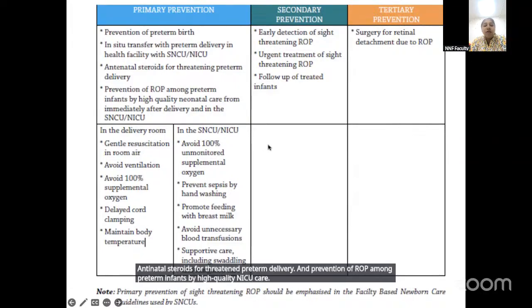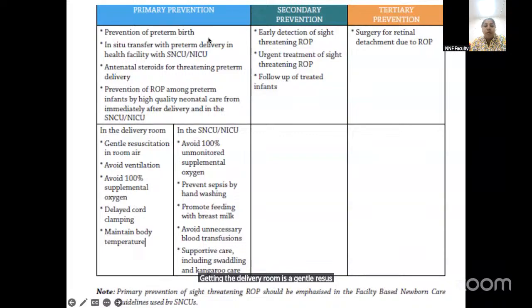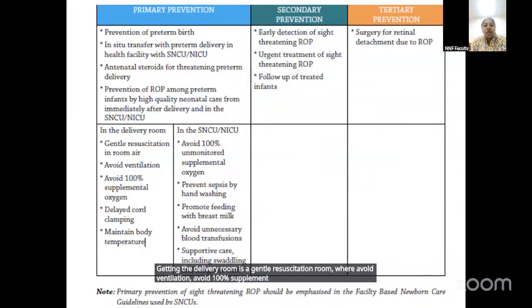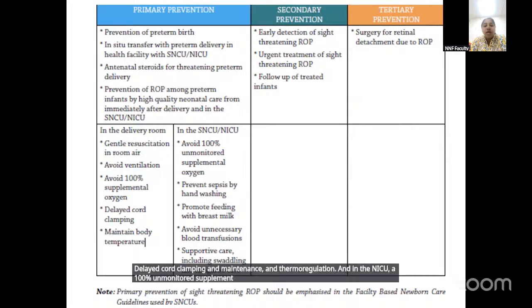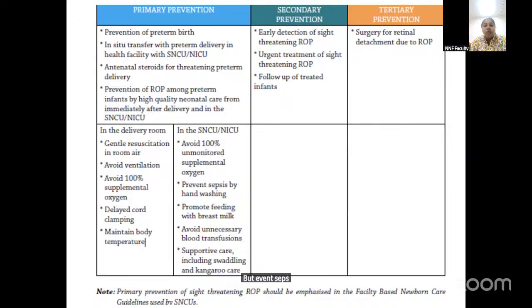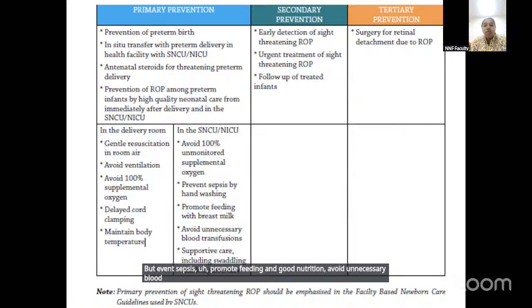Care in the delivery room is a gentle resuscitation in room air, avoid ventilation, avoid 100% supplemental oxygen, delayed cord clamping, and maintain thermoregulation. And in the NICU, avoid 100% unmonitored supplemental oxygen, target saturation ranges to be set, prevent sepsis, promote feeding and good nutrition, avoid unnecessary blood transfusions, and supportive care.